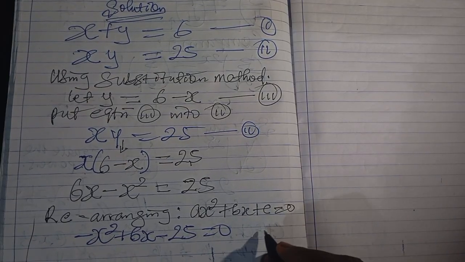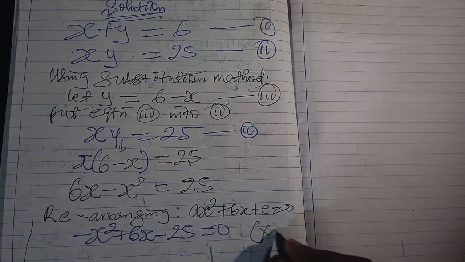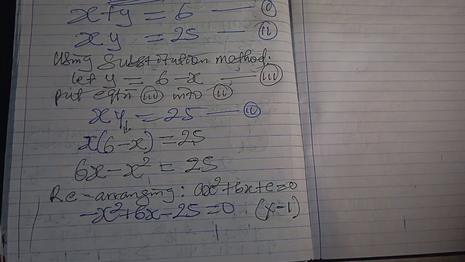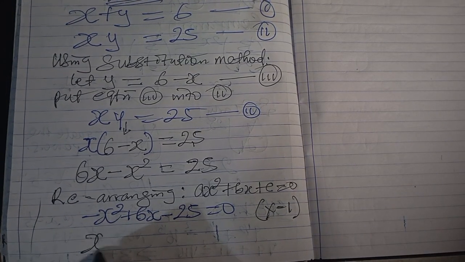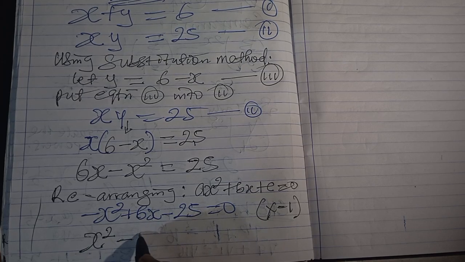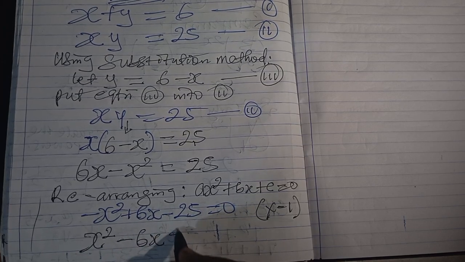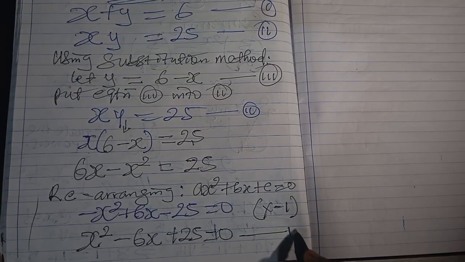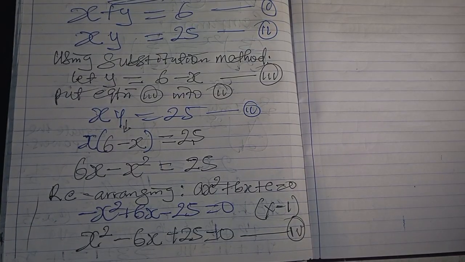Multiply through by minus 1 so that we can eliminate this negative sign. We now have x raised to power 2 minus 6x plus 25 equals 0. We can call this equation 4. Now we are going to solve this equation 4 using formula method.